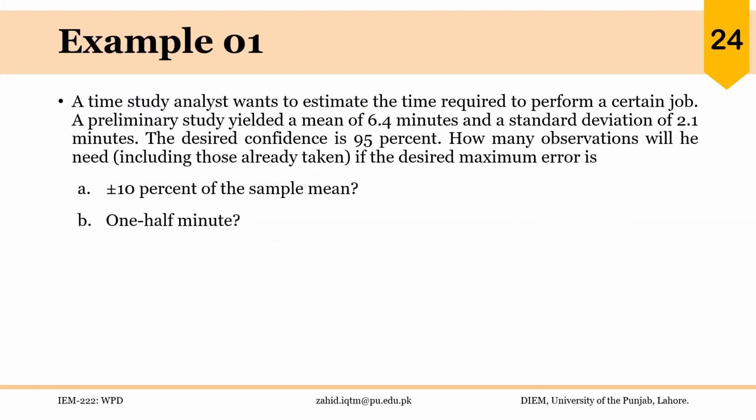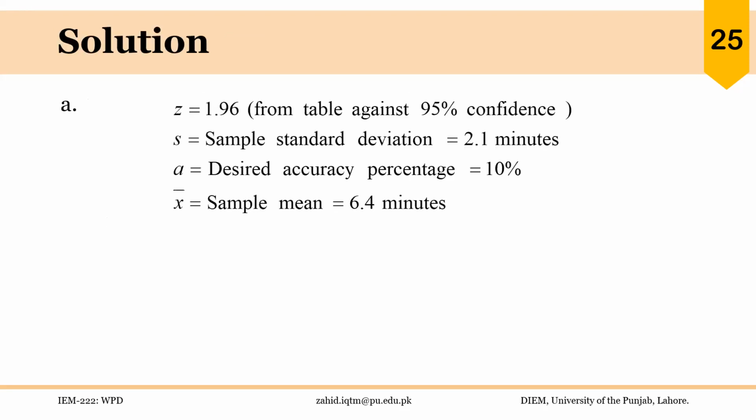So let's quickly solve a simple example. A time study analyst wants to estimate the time required to perform a certain job. A preliminary study yielded a mean of 6.4 minutes, so that is X bar, and a standard deviation of 2.1 minutes. The desired confidence is 95%. How many observations will he need if the desired maximum error is plus minus 10% of the sample mean, or 1/2 minute? So everything is given.